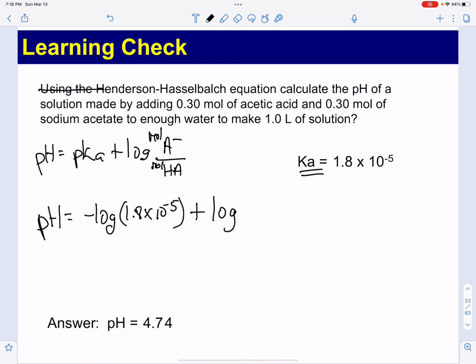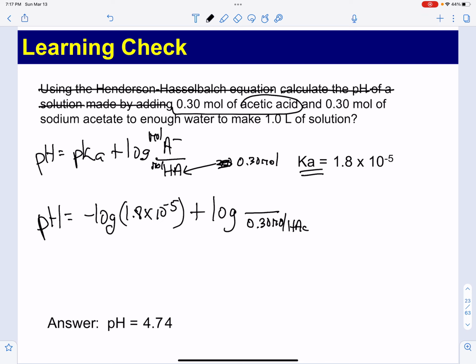So using the Henderson-Hasselbalch equation, we did that already. Calculate the pH. That's where we're going with this. Of a solution, so it's a mixture, made by adding 0.30 moles of acetic acid. So the acid, we have, not 3 moles, sorry, 0.30 moles. Remember, we're not using molarity here. There's no need because the volumes on top and bottom are the same and they will cancel. So we can just use the moles. So it's going to be 0.30 moles of acetic acid. I'm abbreviating the formula with Ac.